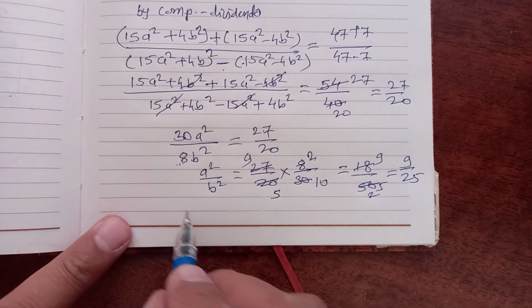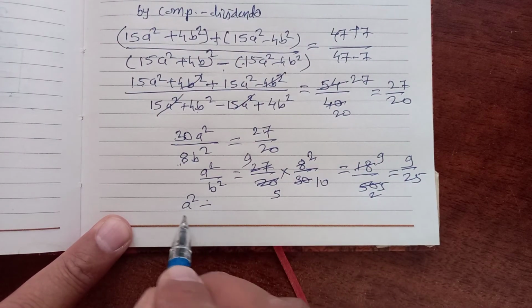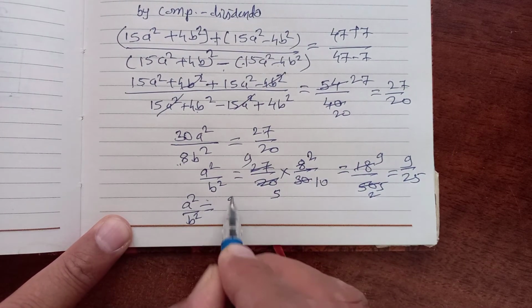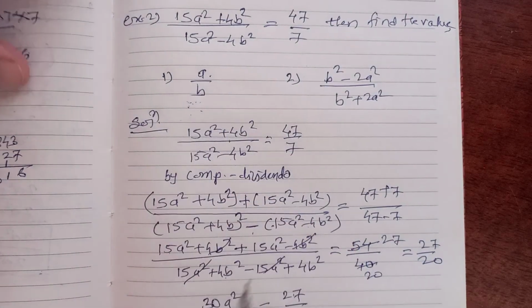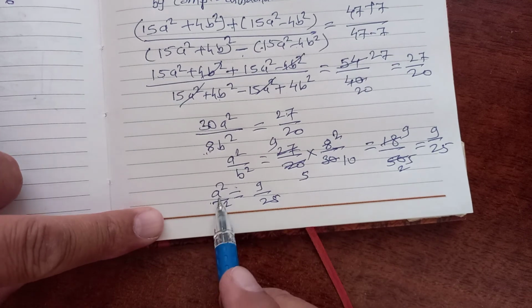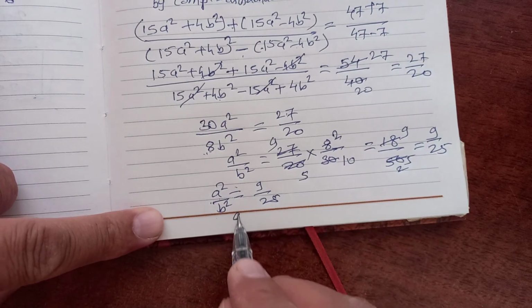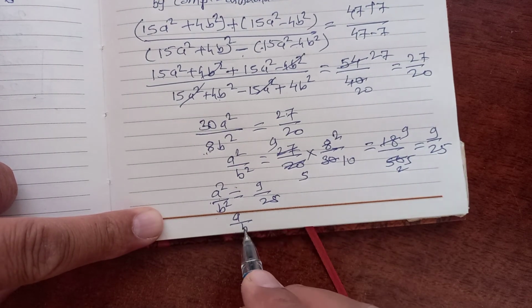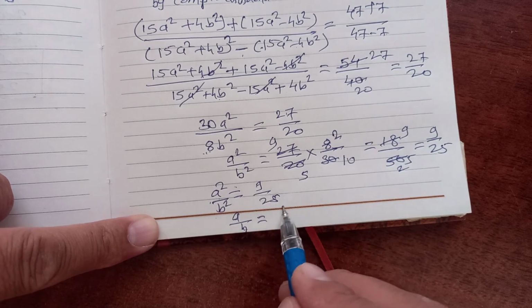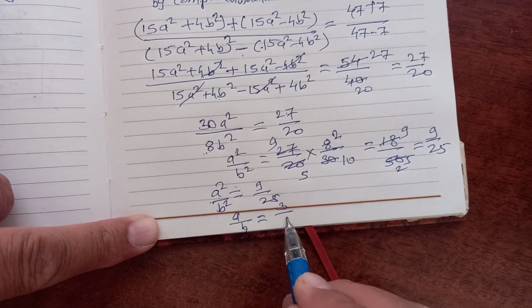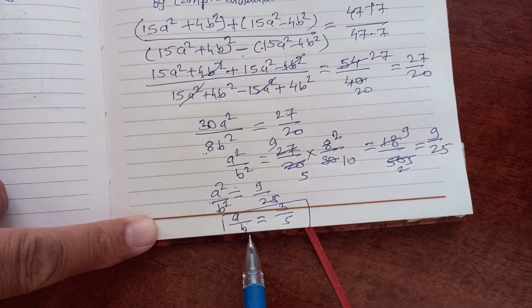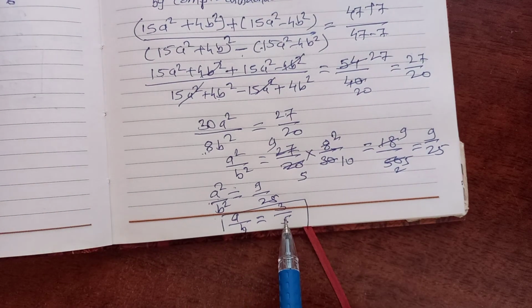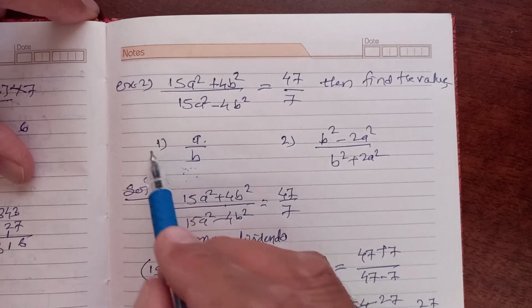What is this value? A square upon b square is equal to 9 upon 25. Which value do we want? A upon b. Means what you have to take? Root. So root of this one, a upon b. Okay. What is the square root of this? 3. And square root of 25 is 5. This is the first answer. Means a upon b is equal to 3 upon 5. This first answer we found.